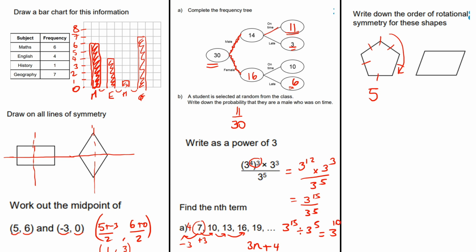And with this shape, if I rotate this, I know this bit will land onto here, and if I rotate it again, it will land back onto itself. So it's going to be rotational symmetry of 2 for that one.